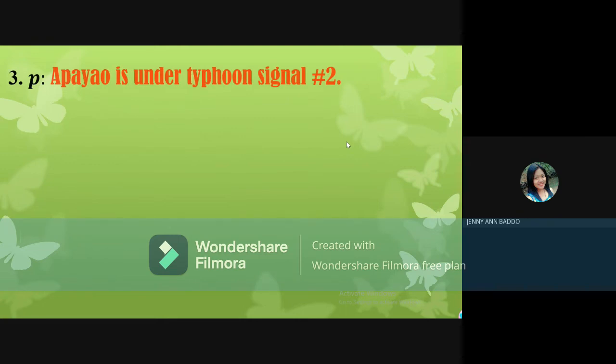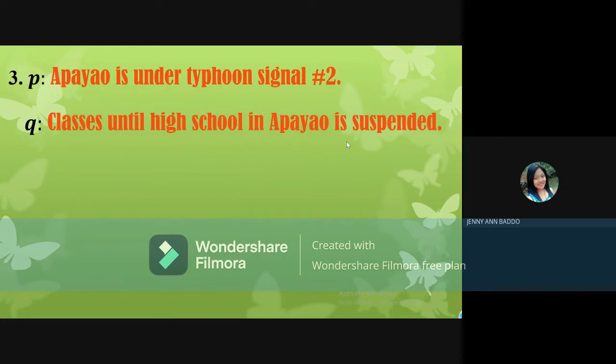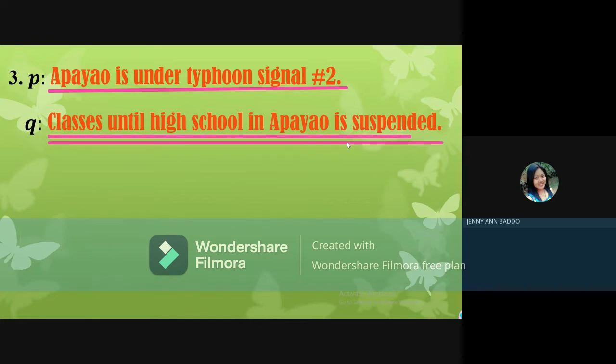In here, given already is the hypothesis denoted by small letter p and the conclusion denoted by small letter q. So we have here, Apayao is under typhoon signal number 2. In the conclusion, classes until high school in Apayao is suspended. So this is the hypothesis, it's small letter p, and the conclusion is the small letter q.